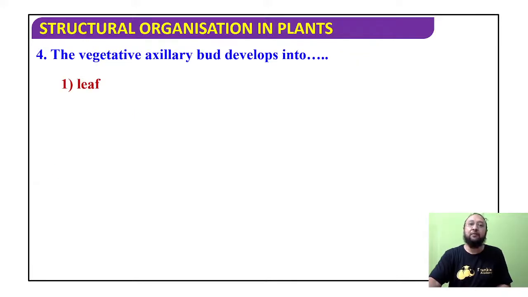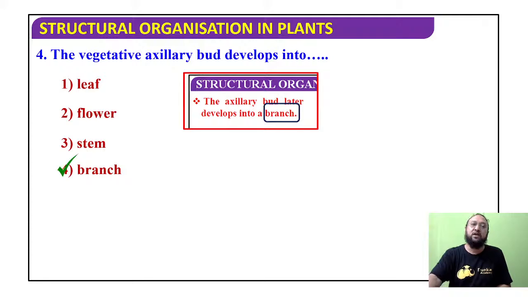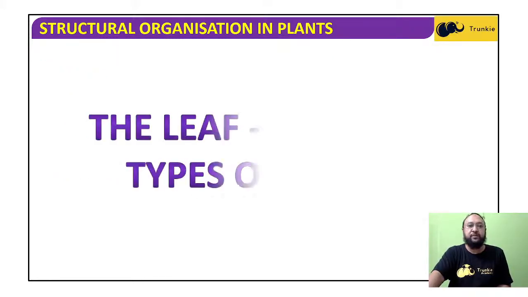Vegetative axillary bud develops into leaf, flower, stem, its branches. Okay, it develops into branches. So axillary bud develops into branch.